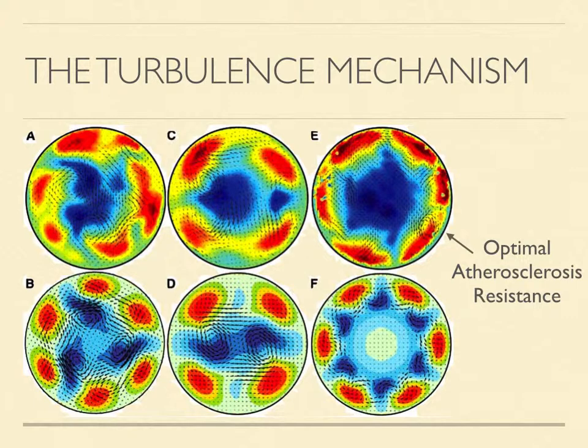Cardiac contractility varies little from beat to beat, so that each heartbeat produces a brief burst of intense turbulence that mobilizes debris from the inner walls of arteries and optimizes atherosclerosis resistance.